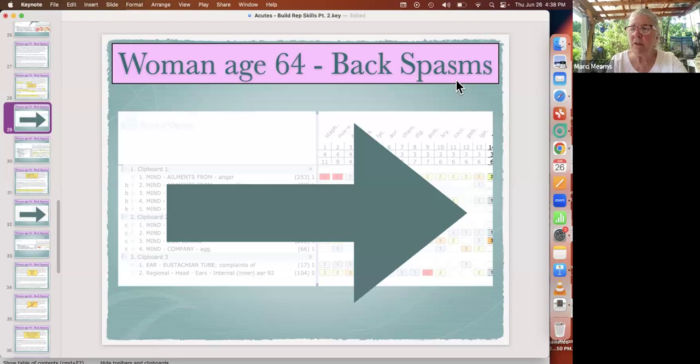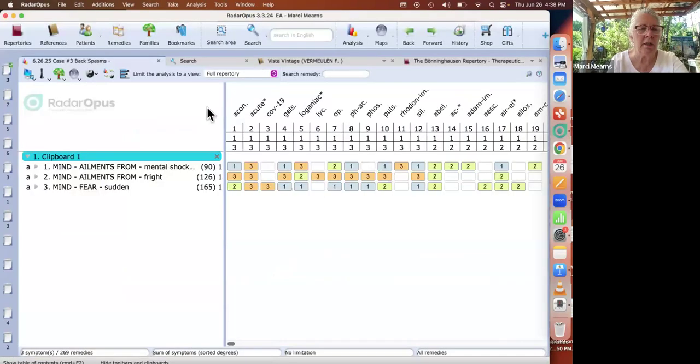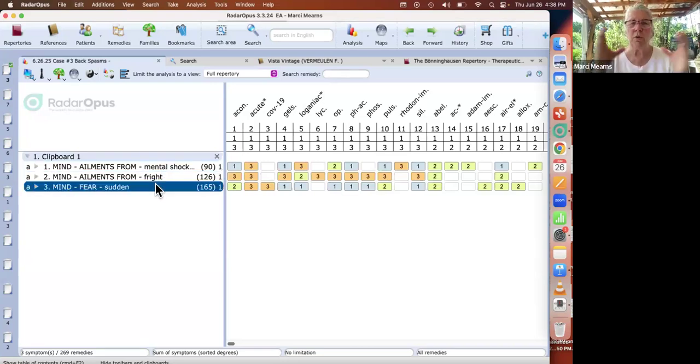So in this case, apparently we're going to go straight to the book or to the software, I should say. All right. So first thing I did is I just took my etiology. Ailments from mental shock, ailments from fright, and sudden fear. I just grouped them all together and I've got effectively one symptom.